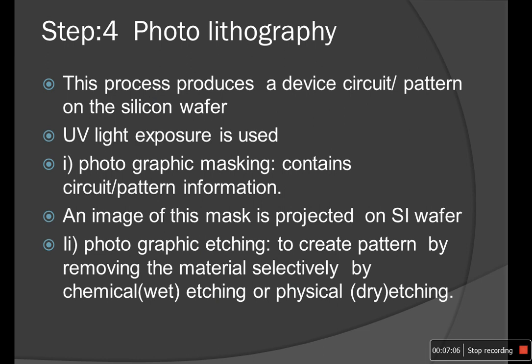For the pattern, we are using UV light exposure in photolithography. Here we are using two techniques, photographic masking and photographic etching. In photographic masking, the image of the mask is projected, and in photographic etching, we are removing a certain part of the material by chemical etching or physical etching.